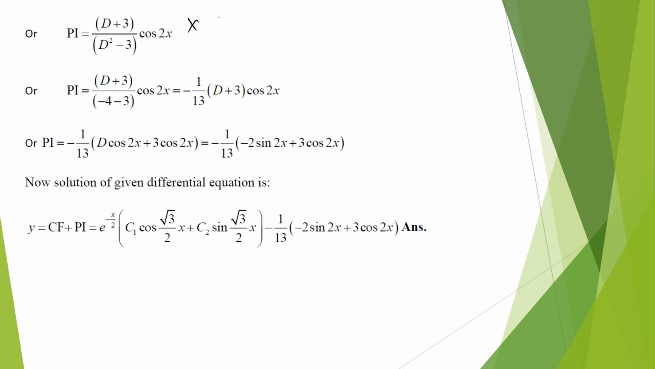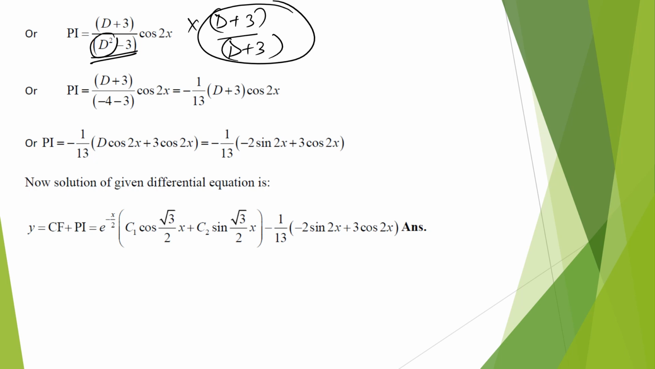We just multiply by d plus 3 in numerator and denominator. Then by multiplying, we get the denominator as d square minus 9 and the numerator is d plus 3. Now d square is again replaced by minus 4 in the denominator. We get minus 13.